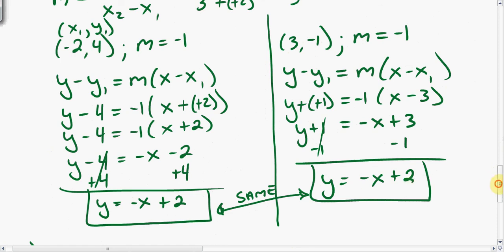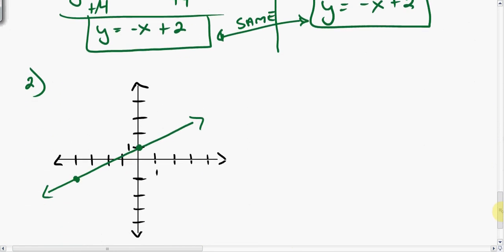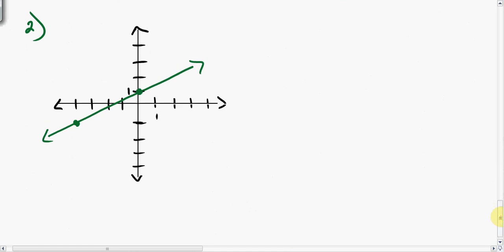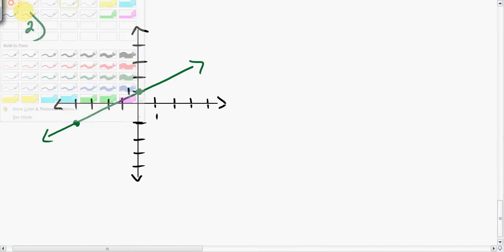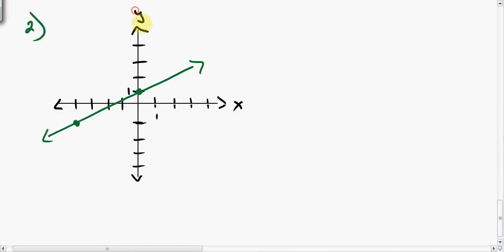Okay, let's do a second problem. This will be the last one. Sometimes the points are going to be given to you graphically. So that you're going to have a coordinate plane, xy coordinate plane. So I've got my x-axis here, my y-axis here, and the graph is going to be given to you. So you need to identify the points in this graph.